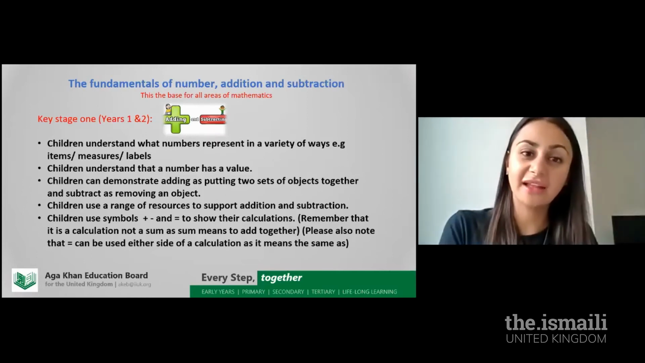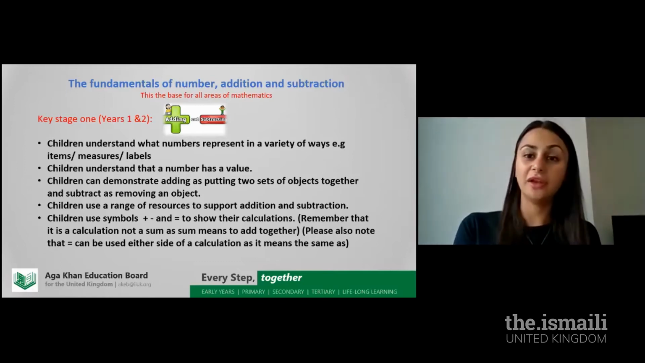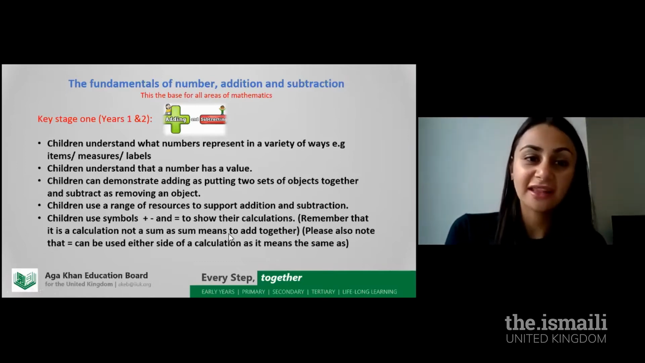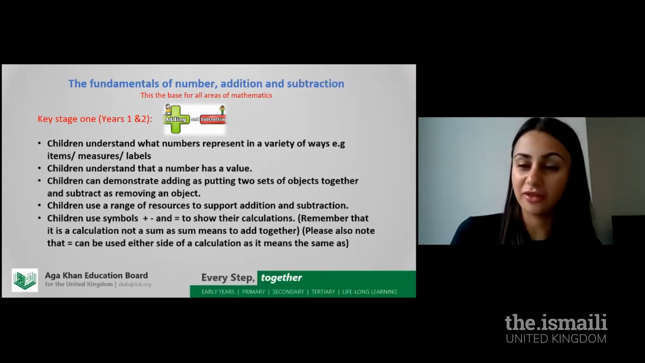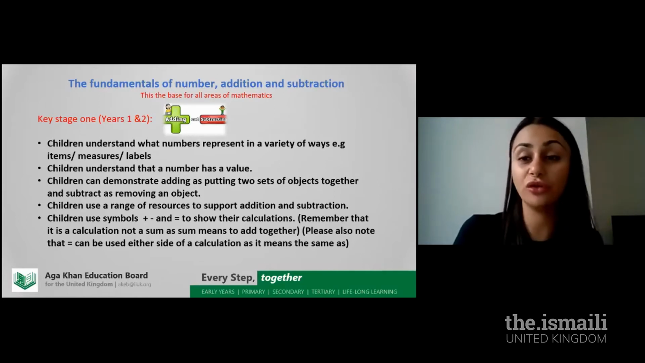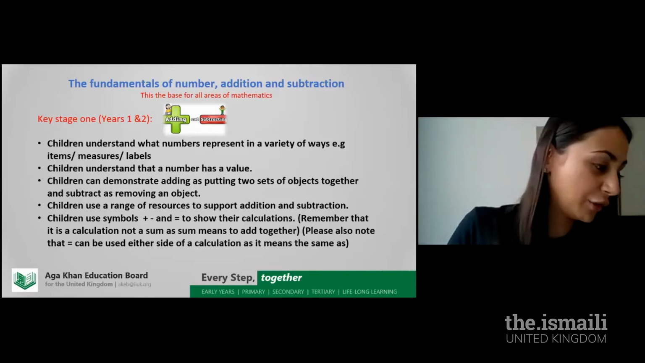So we're going to look at the fundamentals of number, addition and subtraction, and just the key areas that children will be learning within the various key stages, and what we feel that children should really have a secure understanding of within each key stage, and what would be great for you to work on with your child at home.